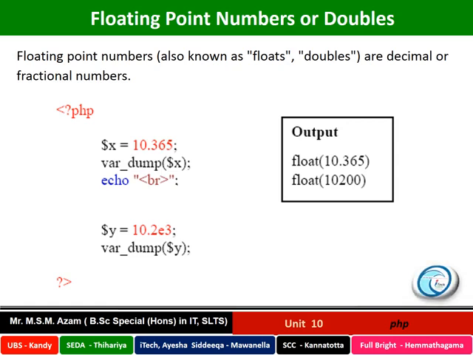And also declared another variable called y, assigning the value 10.2E3. That means 10.2 times 10 to the power 3. That's equal to 10,200. So when you type var_dump $y, it returns the data type as float and the value of the variable y as 10,200.